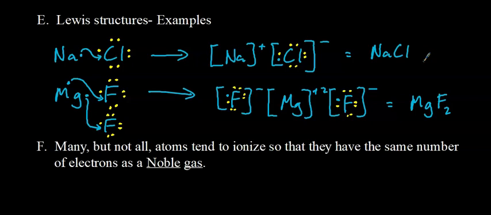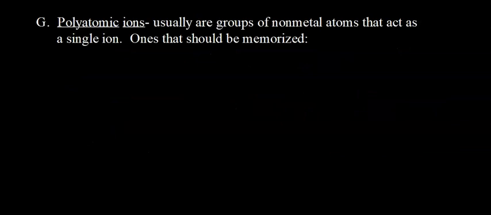Anything that does not have a stable arrangement of electrons can achieve stability by either gaining or losing electrons, or even sometimes, as we'll see in a little bit, sharing electrons. Seen this before as well. Sometimes we have monatomic ions. We also have polyatomic ions. Polyatomic ions, if you recall, are groups of usually non-metal atoms that act as a single ion.